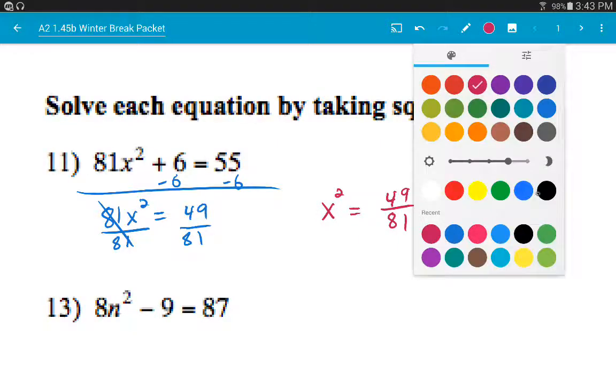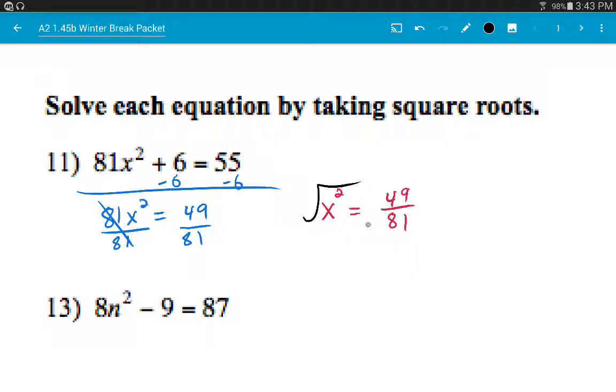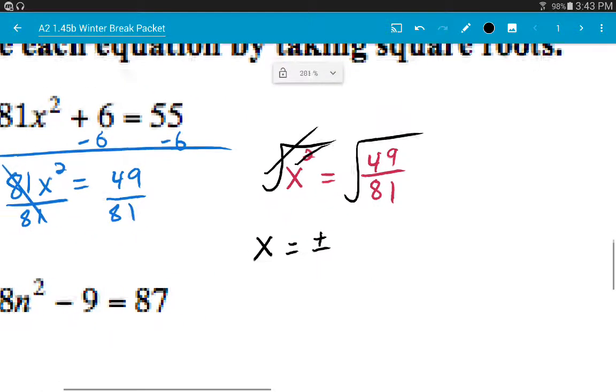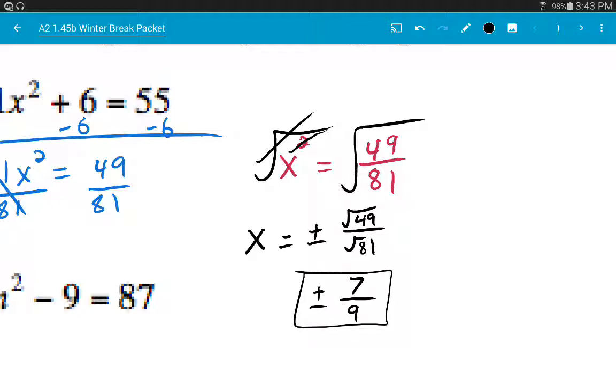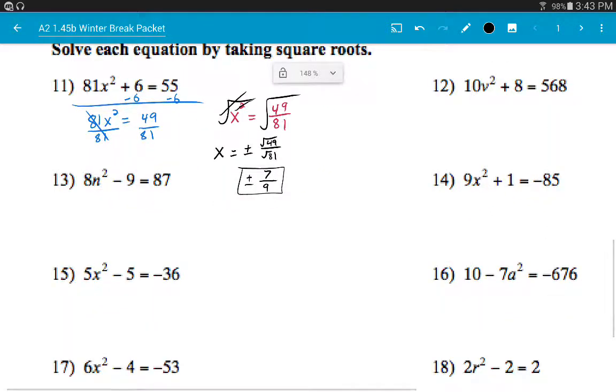And I will square root both sides to get rid of the square. When I square root something to get rid of a square, I need to make sure that I take into account plus or minus. In this case, I could actually simplify this. Square root of 49 over square root of 81. Split it kind of like that. And then square root of 49 is 7. Square root of 81 is 9. So we're talking about plus or minus 7 over 9. So that's how you do every one in this section.